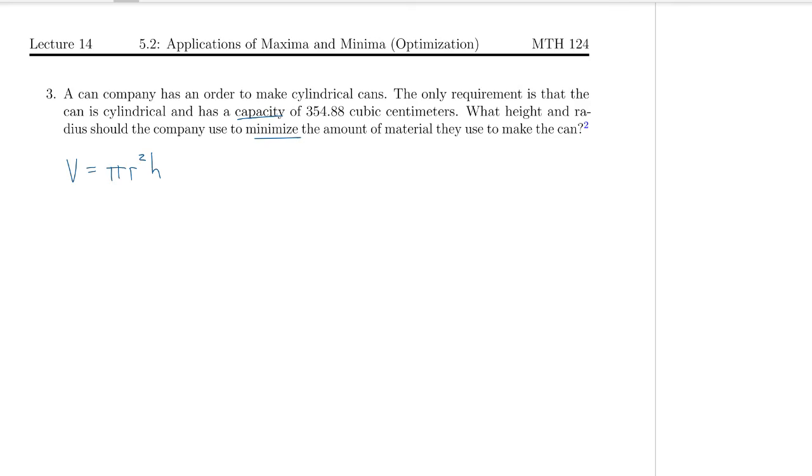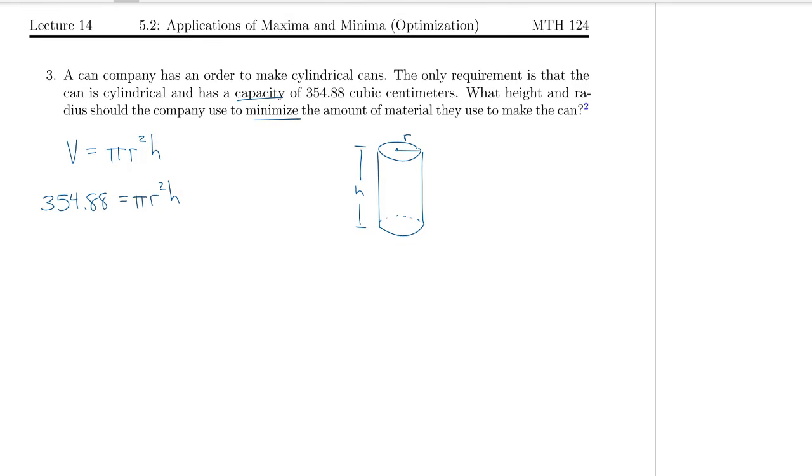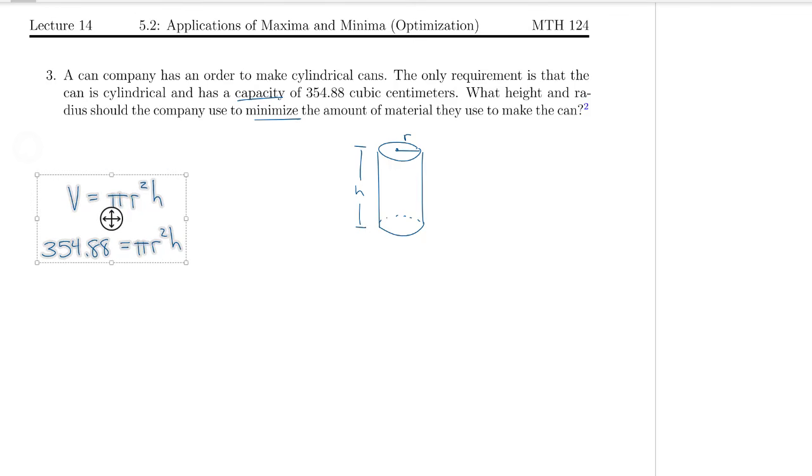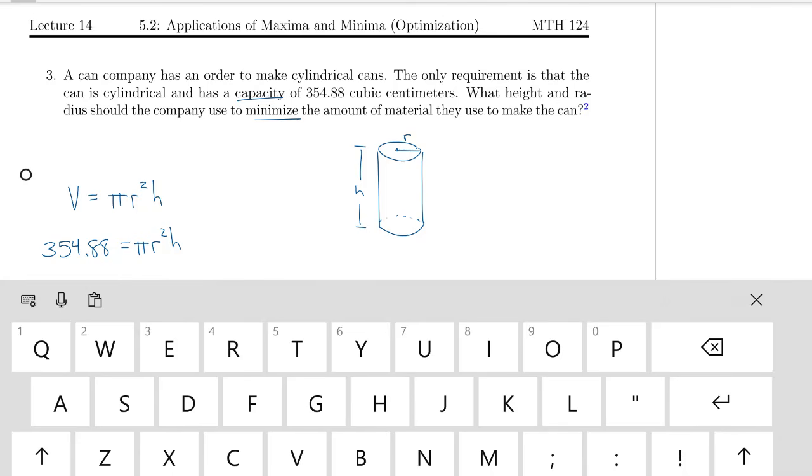And while we're at it, we may as well draw a picture of a can or a cylinder. And so if we call this radius r and a height h, then that represents our r and h in centimeters in this case. So we're told that the capacity or volume is fixed, and so that means on the left hand side of this first equation we should have 354.88. The thing that we're trying to minimize, so this is our constraint, and the thing that we're trying to minimize is surface area. That's the amount of material.